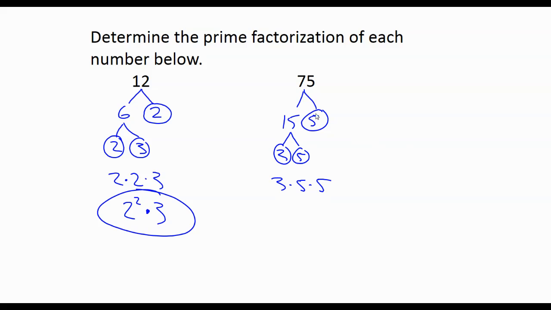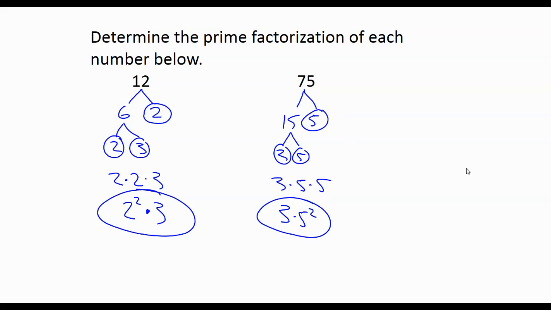Now I've got all my numbers circled. I broke down my whole tree. And I'm going to list them out. I've got 3 times 5 times 5. I list them in order from least to greatest. Since I have two 5s, I can use what I know about exponents to write this out as 3 times 5 squared.